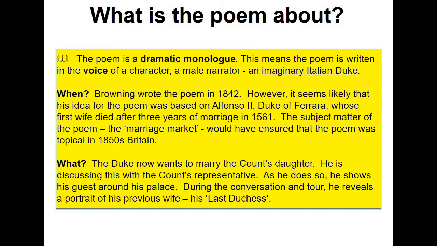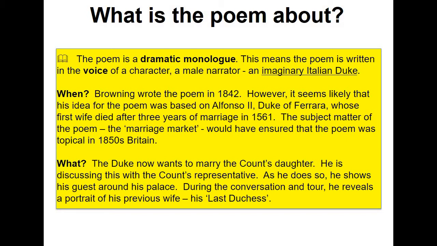The Count isn't there. Even though it's his daughter, he sent one of the people that work for him, an emissary. He sent somebody to negotiate and discuss the proposition, because it's almost like a business contract of this marriage. But as the Duke does so, he shows his guest around his palace. During the conversation and tour, he reveals a portrait of his previous wife, his last Duchess. And all about that last Duchess is the essence of the poem.